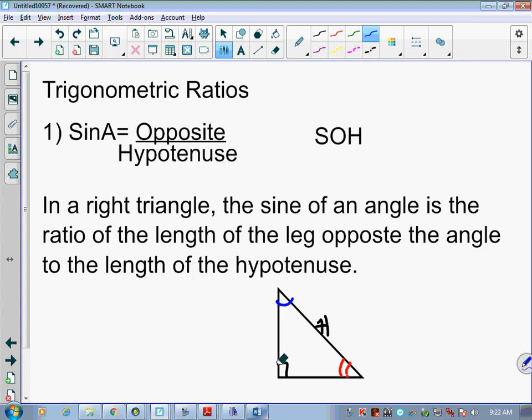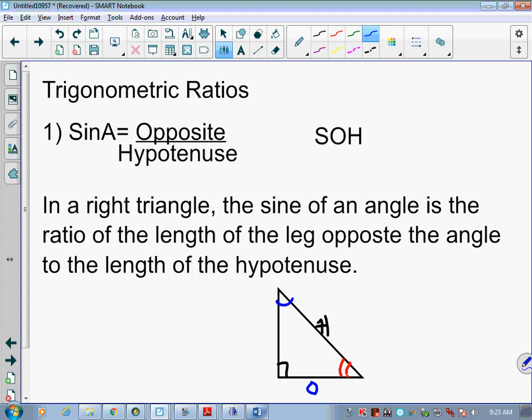Can I get somebody else to come up and put an O on the side that is opposite the blue angle? Anybody? Caleb? Just put an O on the side that's opposite the blue angle. Perfect. Okay? And can I get somebody else to put an A on the side that is adjacent to the blue angle?